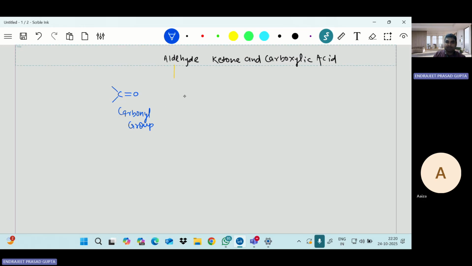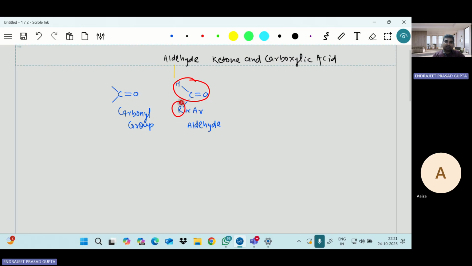And if you put C double bond O, this side one hydrogen and other side you are writing alkyl group or aryl group. Aryl means benzene, aromatic ring. So now it will be aldehyde. Aldehyde means CHO. This CHO is the main functional group. Symbol for this aldehyde is CHO.